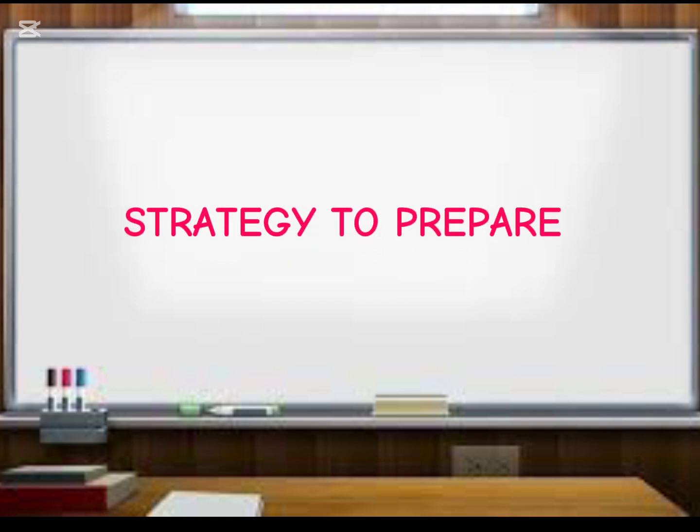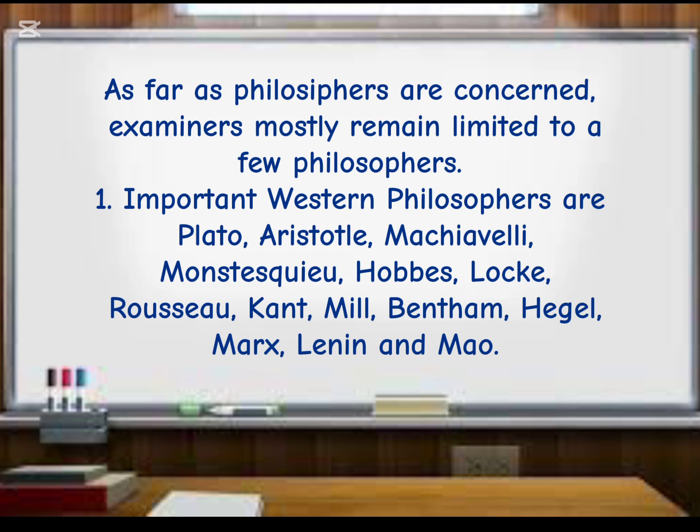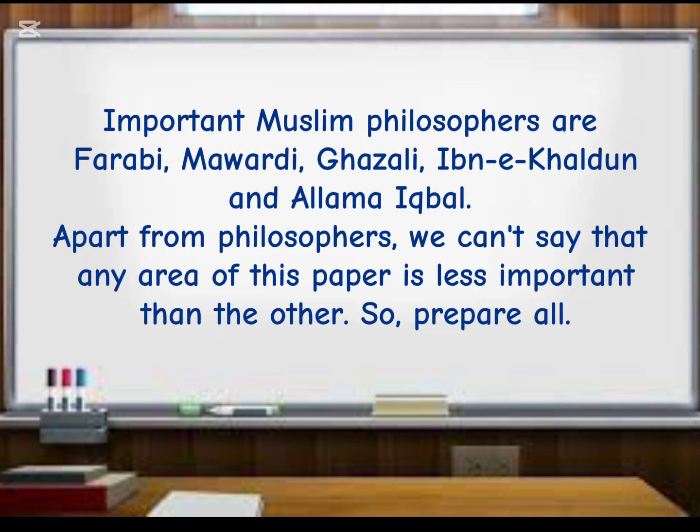Strategy to prepare. As far as philosophers are concerned, examiners mostly remain limited to a few philosophers. Point 1. Important Western philosophers are Plato, Aristotle, Machiavelli, Montesquieu, Hobbes, Locke, Rousseau, Kant, Mill, Bentham, Hegel, Marx, Lenin and Mao. Important Muslim philosophers are Farabi, Mawardi, Ghazali, Ibn Khaldun, and Allama Iqbal. Apart from philosophers, we can't say that any area of this paper is less important than the other.